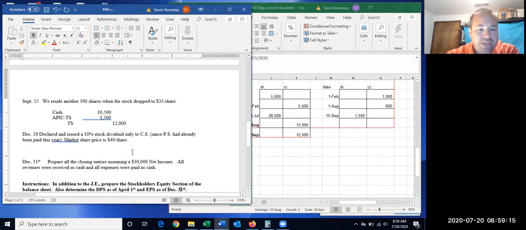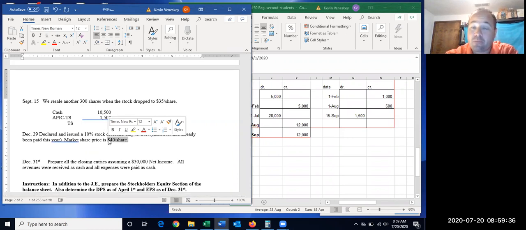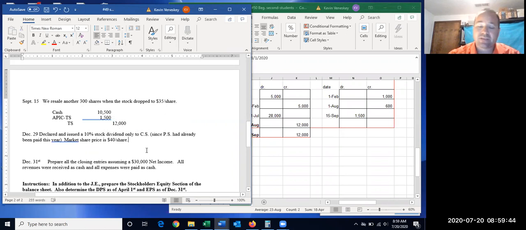The market share is $40 per share. So whenever we issue a stock dividend and it's less than 25%, so this one's only 10%, if it's less than 25%, we value it at the market share. If it's over 25%, then you value it at the par value of that stock. So this one's less than 25. We're going to value the dividend at the 40 bucks a piece.